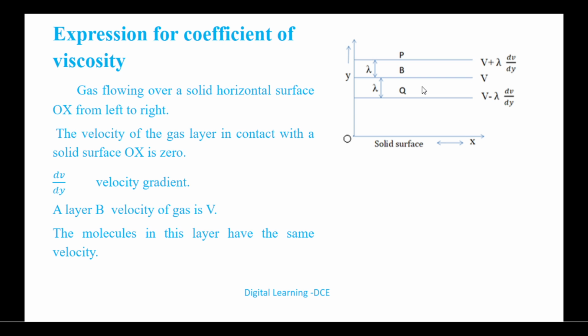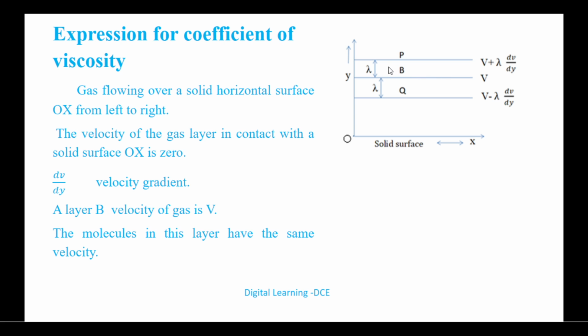And let us consider two more layers, P and Q, which are on either side of the layer B. These two layers are at equal distance from the layer B.